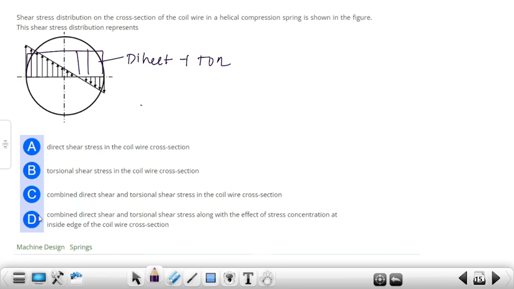Answer will be combined direct and torsional shear stress. This forms a linear stress, then direct stress, which is symmetric. So the direct stress plus torsional shear stress in the coil section. So option C is the correct answer.